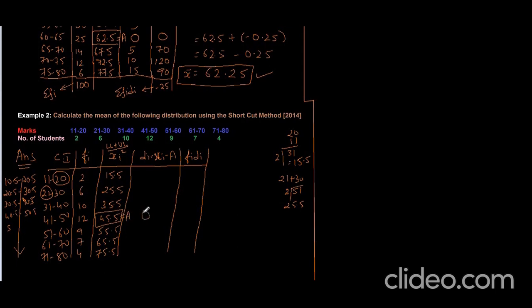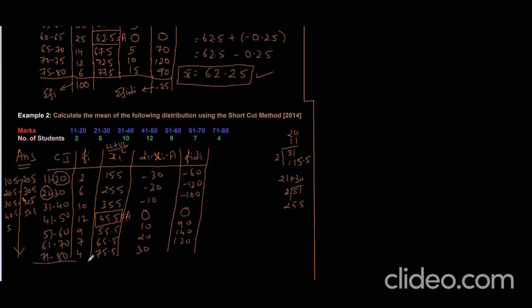So this becomes 0. Now if you say 35.5 minus 45.5, you will get minus 10. Here you get minus 20. Here you get minus 30. Here 10, 20 and 30. Now this one multiplied with this one, that is FiDi. So you get minus 60, minus 120, minus 100. Then this is 0. This one is 90, 140 and 120.